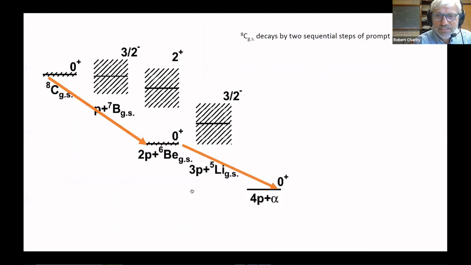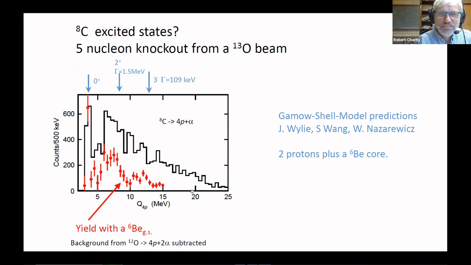So we decided to look with our oxygen-13 beam. This is the same data where we found the oxygen-12 and oxygen-11. To make carbon-8, you would have to knock out 5 nucleons, 2 protons and 3 alphas. So we can again look at the 4p plus alpha exit channel. And the histogram is what we got.